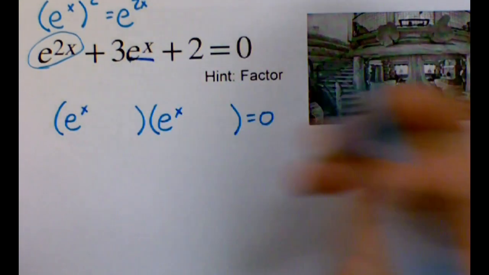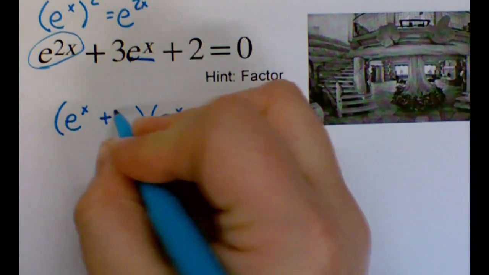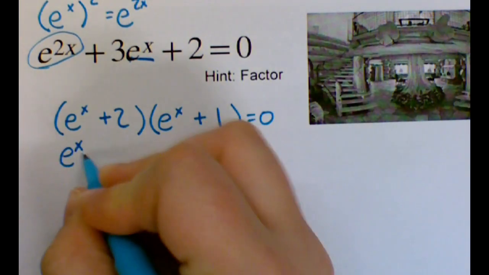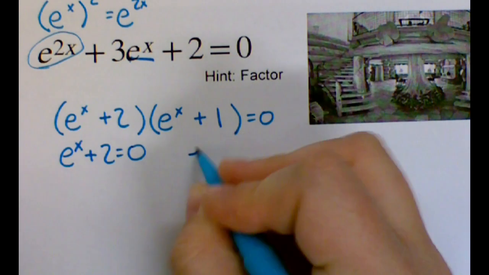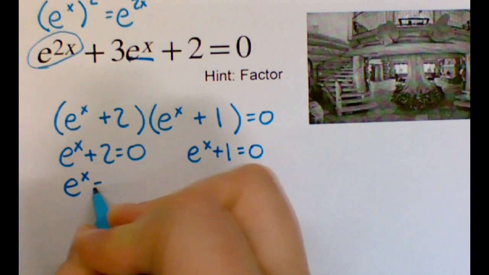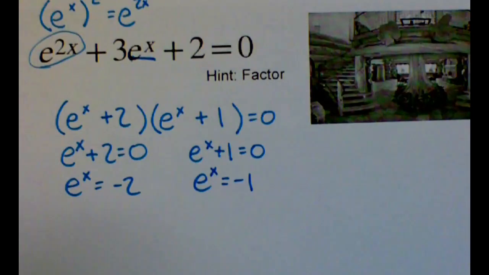So we are actually going to factor with e to the x and e to the x. Notice that e to the x is the center term. So I need two numbers that multiply to 2 and add to 3, plus 2, plus 1. Set both factors equal to 0. Subtract: e to the x power equals negative 2, e to the x power equals negative 1.